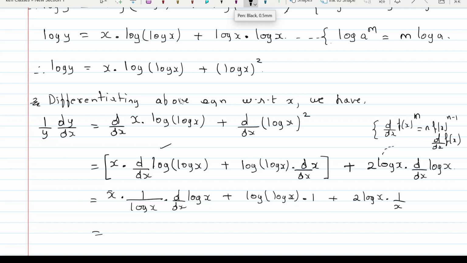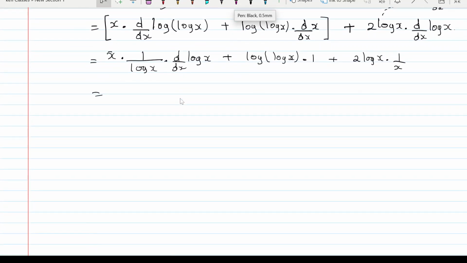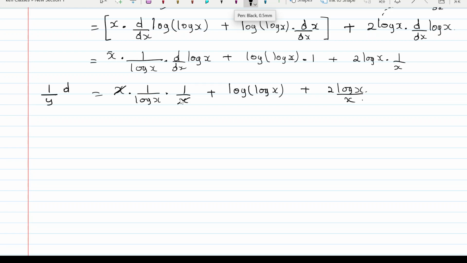Okay, we still have to take the derivative. So this is equal to x into 1 upon log x into 1 upon x plus log of log x. Now we don't need the brackets. Plus 2 log x upon x. So the first x and the second x cancel here. So this is 1 upon y dy by dx. And therefore, we have taken the derivatives.